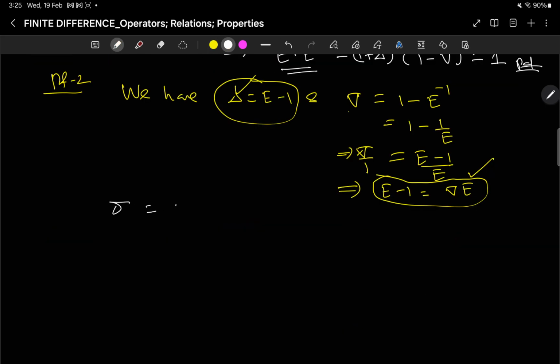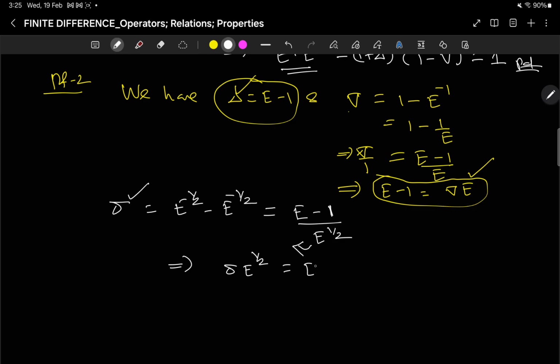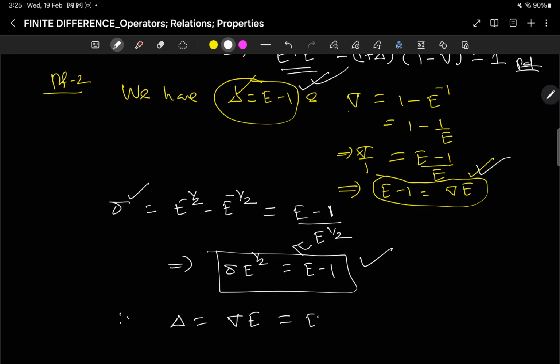Likewise here central del is E to the power half minus E to the power minus half. So multiply by E to the power half and divide. So it is E minus 1 by E to the power half. Now you multiply with this cross multiplication. That means central del E to the power half is E minus 1. So now you combine these three. Therefore del is equal to inverted del E is equal to E minus 1. So this is proved. In that way you can adjust.